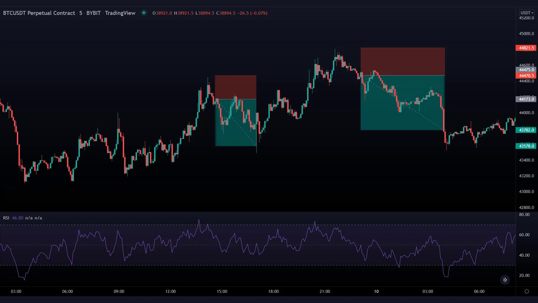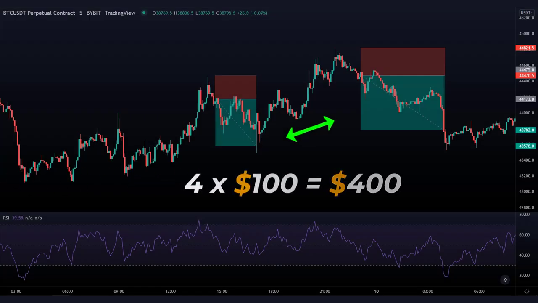In total, with 2 positions, we earned 4 times our losses. So suppose you wanted to lose $100 on a stop loss, you would have made $400 with these 2 positions.